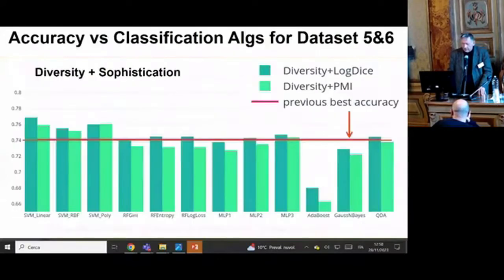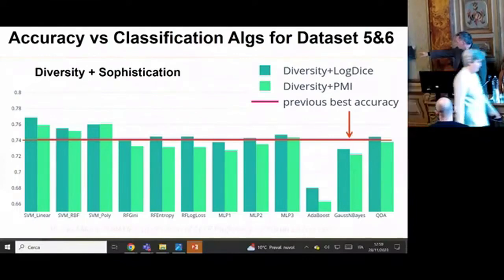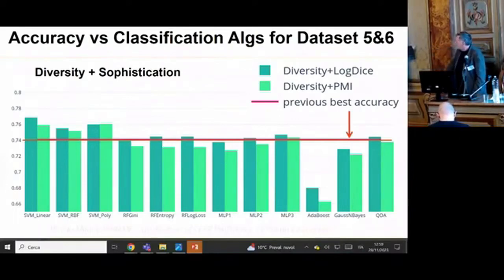I show you a comparison chart. The red line is the performance of the previous best accuracy. The first color is diversity plus PMI, the second, green, is type of diversity plus PMI. And you see, as a general aspect, that many classification algorithms overcome the previous best accuracy, but the group of the better machines as a whole exhibits the best performance, around 76%. This is a quite satisfactory result, but as I will say in a minute, there will be even more promising results.